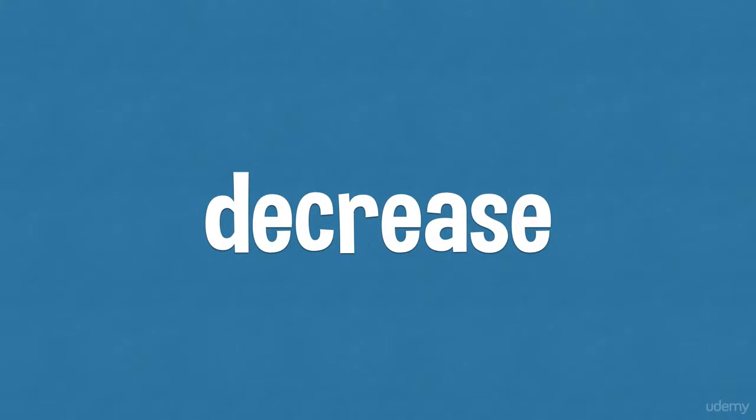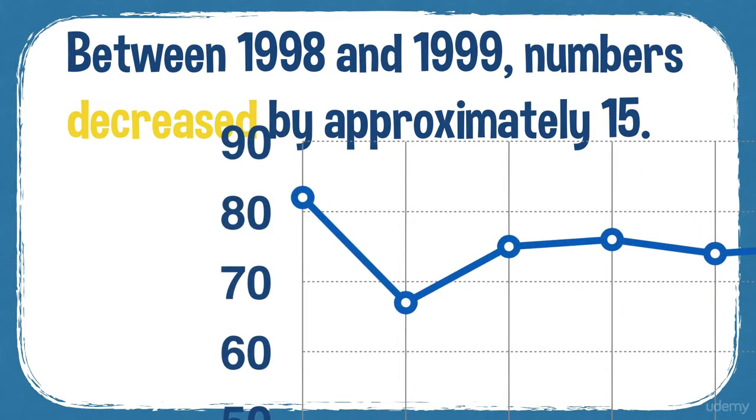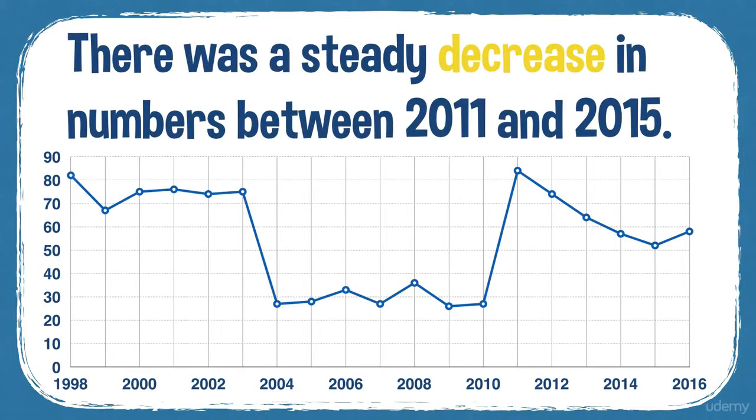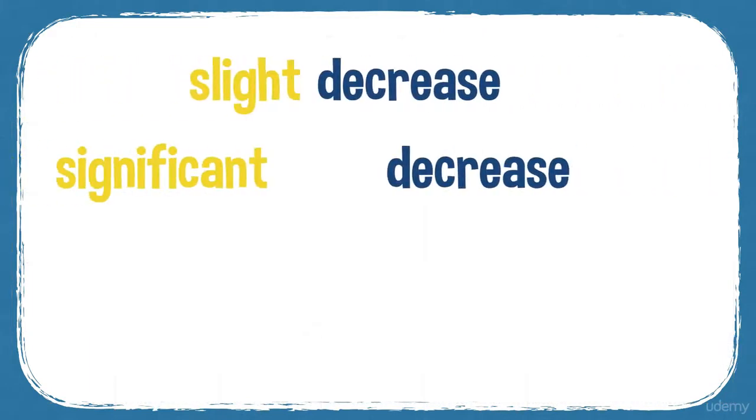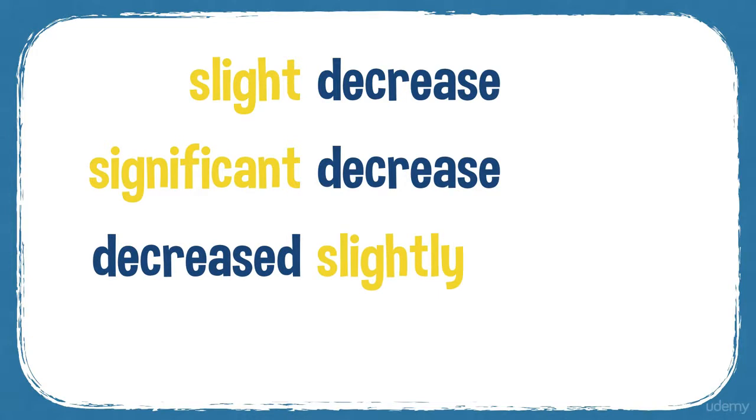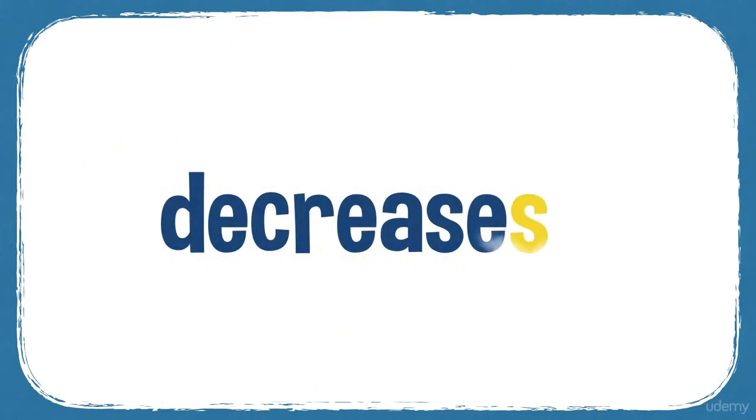And here in fact is the word decrease. So like fall, it's a general word for something that goes down. And it can also be a noun or a verb. So for example, between 1998 and 1999, numbers decreased by approximately 15. There was a steady decrease in numbers between 2011 and 2015. This was a long, steady decrease, almost a straight line. You can have a slight decrease. These are common collocations: significant decrease. If you're using decrease as a verb, you can say decreased slightly. And as a noun, there was a decrease in. So here's the noun, and as a verb, decreases, decreasing, decreased.